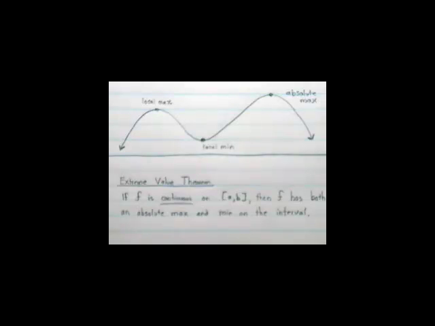So it has to be that the function is continuous at every point on the interval. Therefore, I can't have things like jumps or asymptotes or any of that sort of thing in the middle that get in the way. And then this thing can still work.